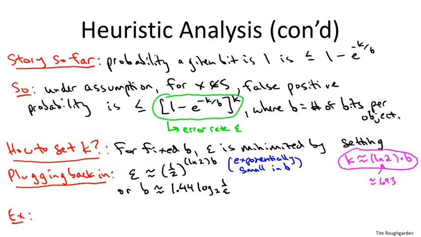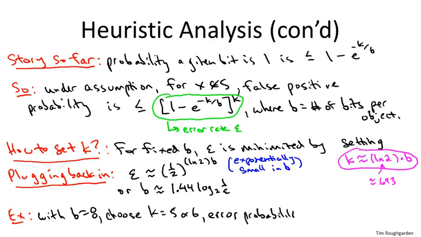Let's go back to having 8 bits of storage per object, so that corresponds to b equals 8. Then what this pink formula indicates is we should use 5 or 6 hash functions. And already you have an error probability of something like 2%, which for a lot of the motivating applications we talked about is already good enough. And if you double the number of bits to say 16 per object, then this error probability would be really small. It would be pushing 1 in 5,000 or something like that.